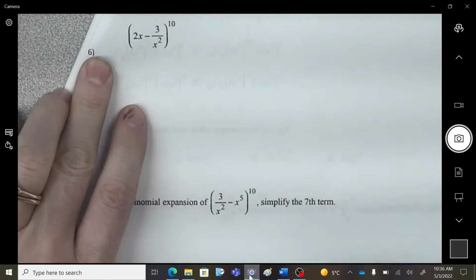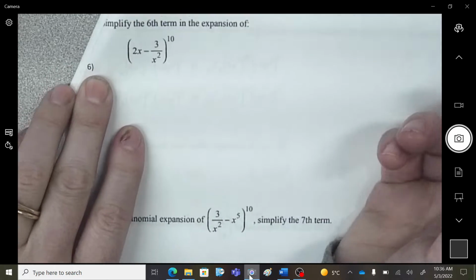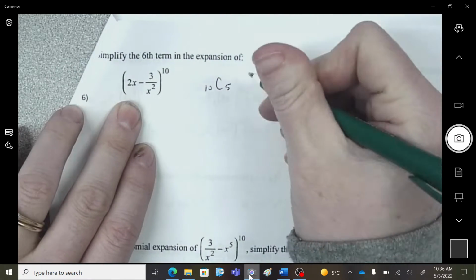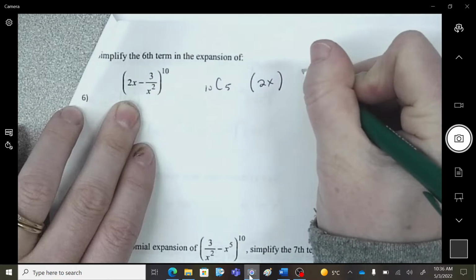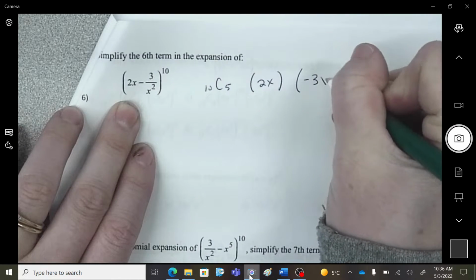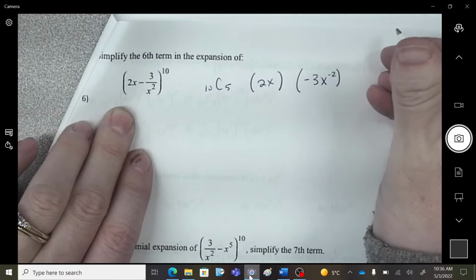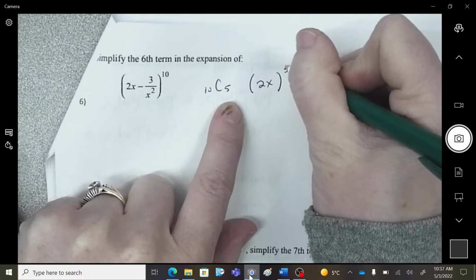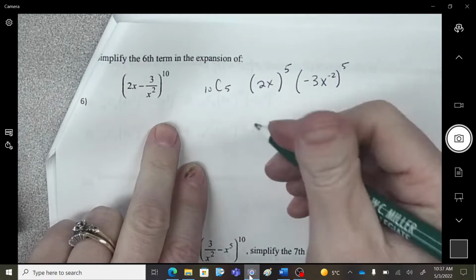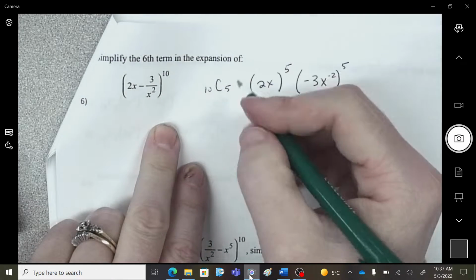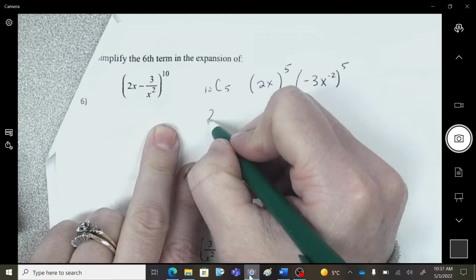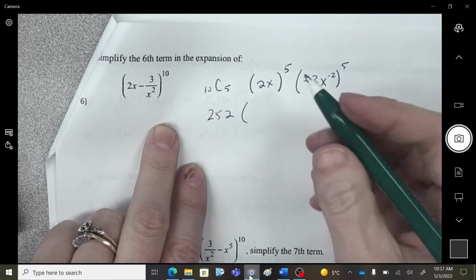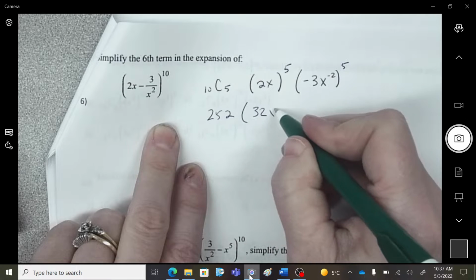Question 6, simplify the sixth term. So 10 choose 5, 2x in brackets, negative 3x to the negative 2. I'm going to move that. So this will match. This would be the exponent of that subtracted. So we have calculator 10 choose 5, 252. 2 to the 5th is 32 x to the 5.